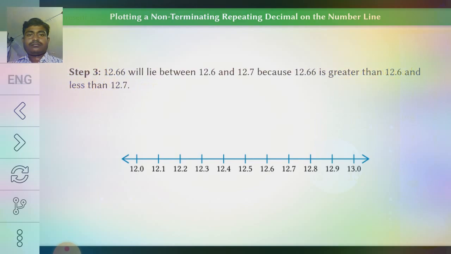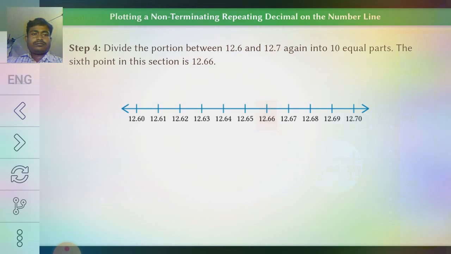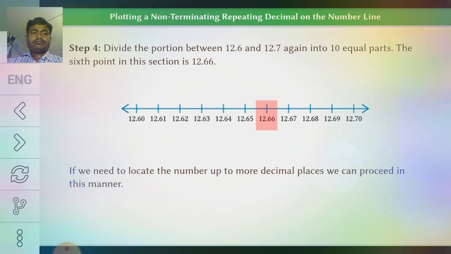Step 3. 12.66 will lie again in the next set of parts. The sixth point after 12.6 is 12.66. If we need to locate the number up to more decimal places, we can proceed in this manner.